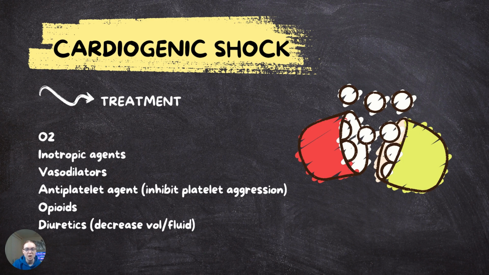Treating cardiogenic shock, we can offer supplemental oxygen, inotropic agents to help with the contractility of the heart, vasodilators to help open up those blood vessels, antiplatelet agents, these will inhibit platelet aggregation, opioids to help with any pain or any stress that might be put on the heart or body, and diuretics to decrease volume or fluid overload.